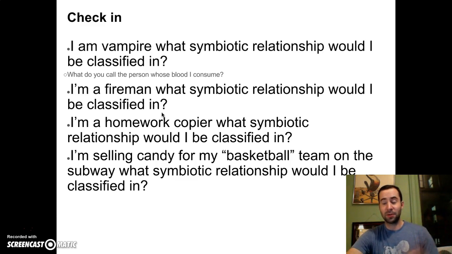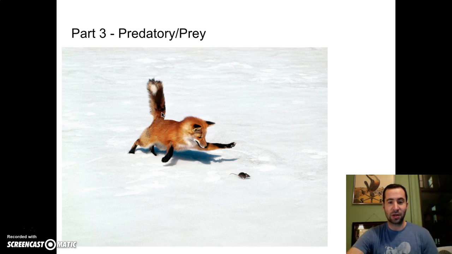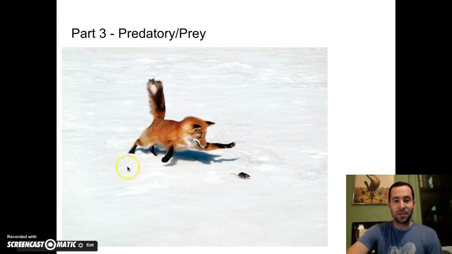Okay, that's part 2. One more part of this learning target has to do with predator and prey. Hey, check it out, it's my cousin, the fox. That was a joke. Anyways, so this fox is chasing a mouse. You probably already know that the fox is a predator and the mouse is the prey.